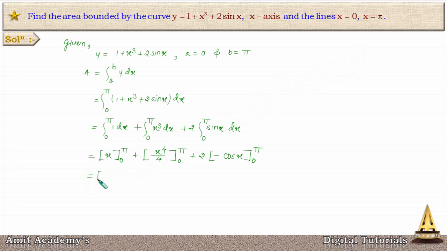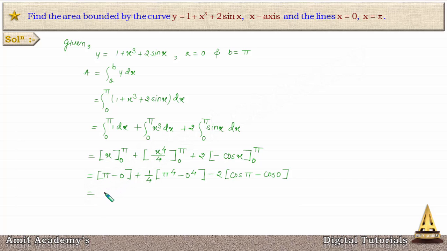So is equal to, in square bracket, for this x first we have to write the upper limit, that is pi, minus the lower limit, that is 0. So I'll get pi minus 0, plus, I'm writing this 4 outside the bracket, so I'll get 1 by 4 in square bracket. For this x first I'm writing the upper limit, that is pi, minus the lower limit, that is 0. So I'll get pi raised to 4 minus 0 raised to 4. Now here plus into minus is minus, this 2 here as it is, in square bracket, for this x first we have to write pi and then we have to write 0. So I'll get cos pi minus cos 0.